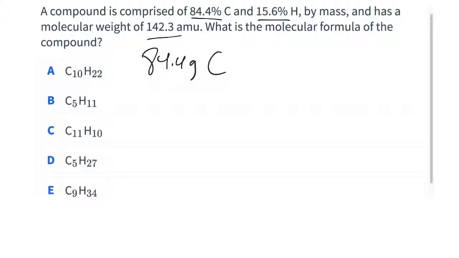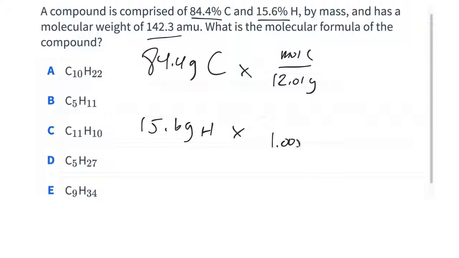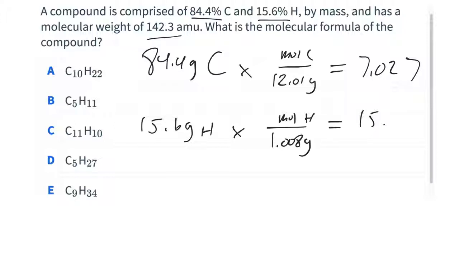So start with the grams of carbon, the grams of hydrogen, 15.6 grams of hydrogen, and just use their molar masses. And we'll get out the moles in this particular sample, so 84.4 divided by 12.01. So we get 7.027, and then for the H, 15.6 divided by 1.008 gives us 15.47, or 48 if you round. And so here we've got to do the same process, divide by the smallest, think ratios.